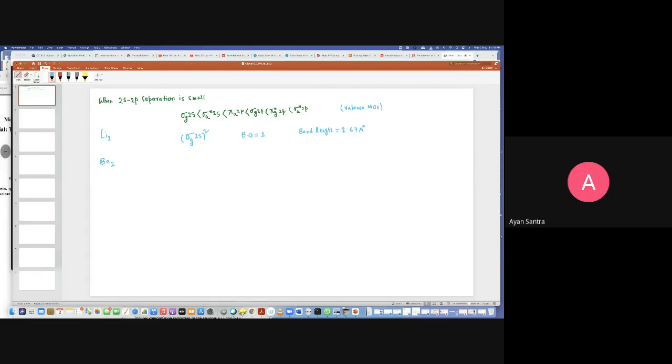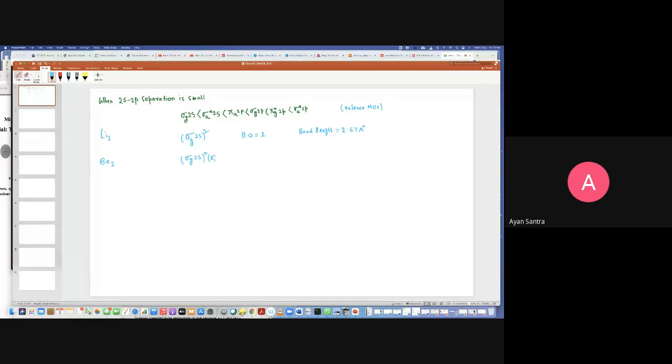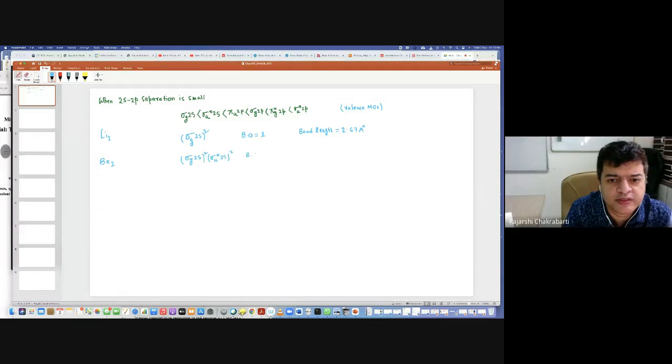There will be 4 electrons in valence. So sigma g 2s2, and then what will be the next one? Sigma u star 2s2. So then what is the bond order? 0.